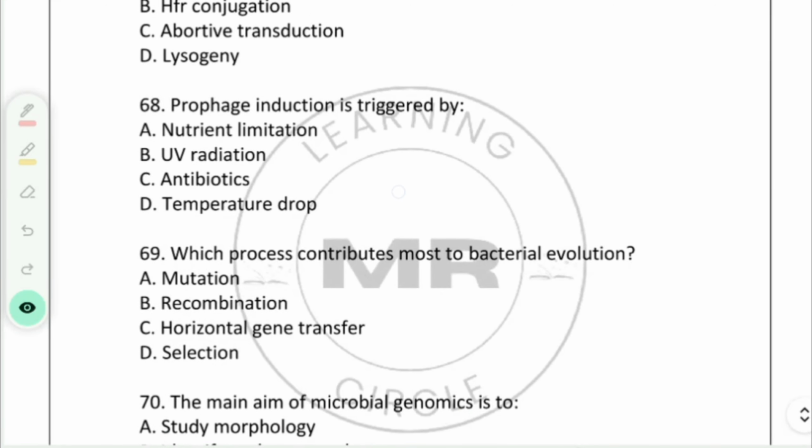Question number 68. Prophage induction is triggered by. Options are A, nutrition limitation. B, UV radiation. C, antibiotics. D, temperature drop. So the correct answer for this question is option B, UV radiation.